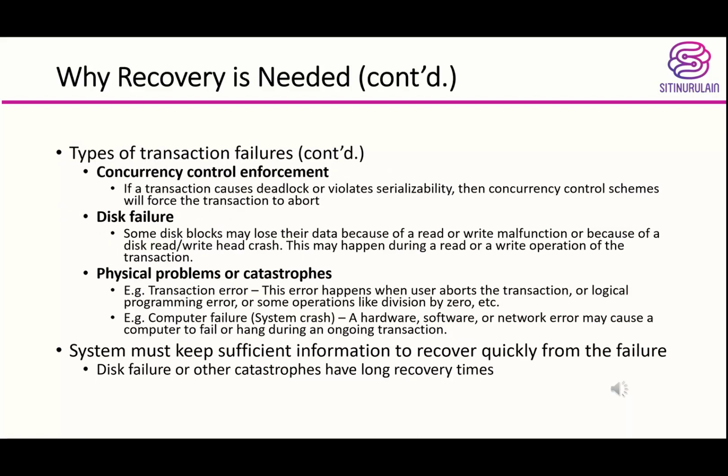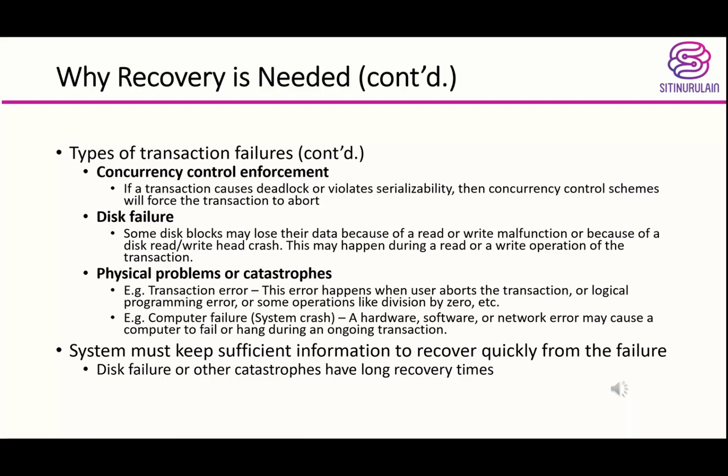Types of transaction failures: concurrency control enforcement. If a transaction causes deadlock or violates serializability, then concurrency control schemes will force the transaction to abort. Disk failure: some disk blocks may lose their data because of a read or write malfunction or because of a disk read/write head crash. This may happen during a read or a write operation of the transaction.